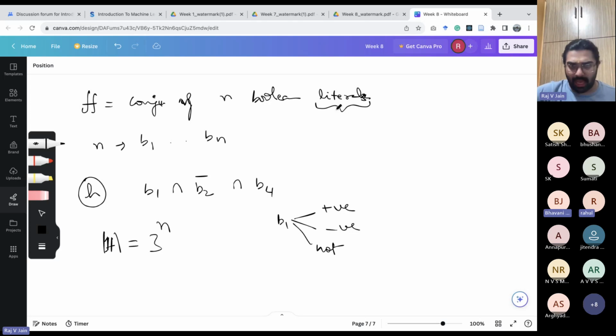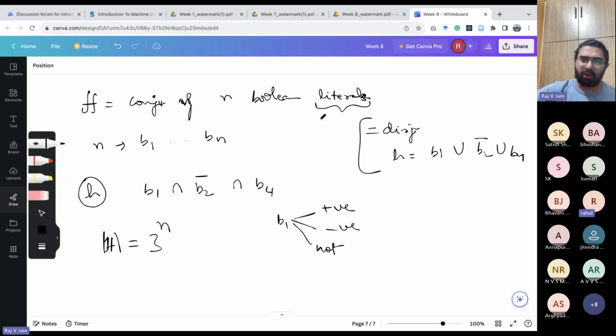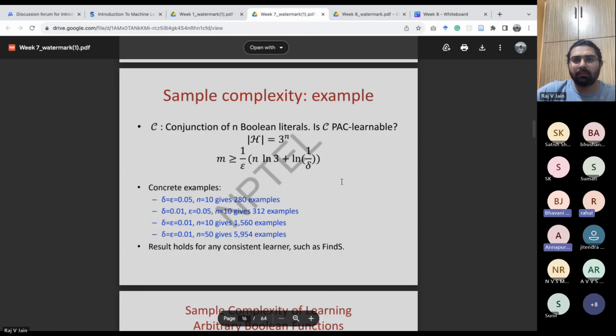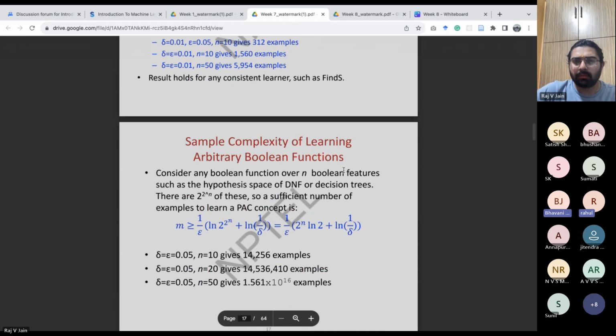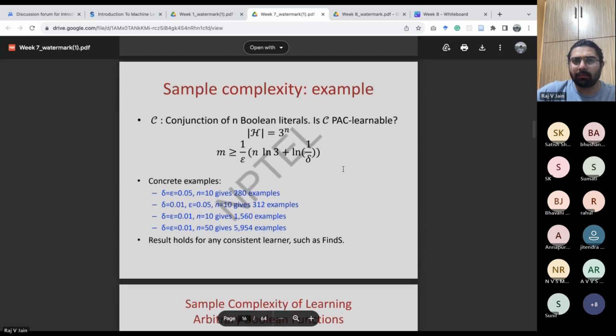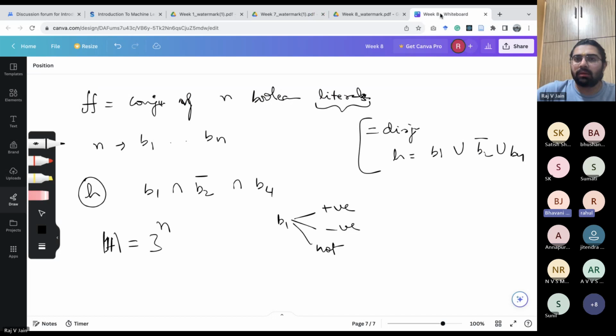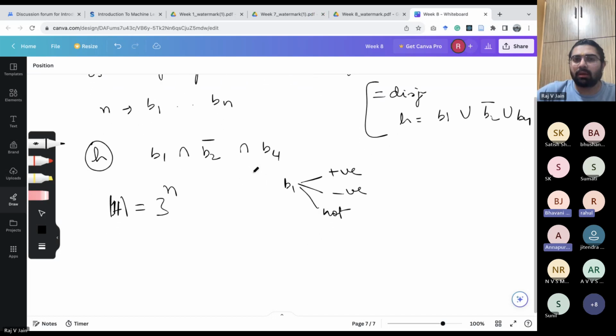If I were to write, for example, a disjunction of n Boolean literals, the hypothesis space is the same, but an example hypothesis would be, let's say, B1 or B2 bar or B4 and so on. Then you can see all possible things. Is that clear? Here it is only with respect to the Find-S algorithm. That is why it is 3 to the power of n. Otherwise, in many other lectures and notes, whenever it is n Boolean literals, the hypothesis space is always 2 to the power of n. So here we have that no-value option also, right, sir? That is why it is 3 to the power of n.